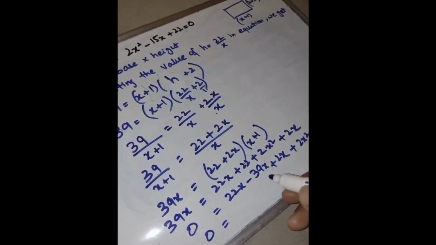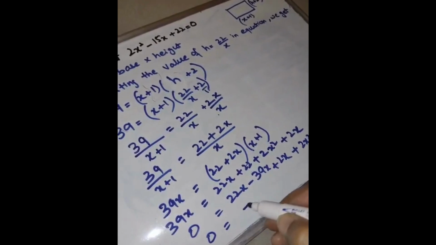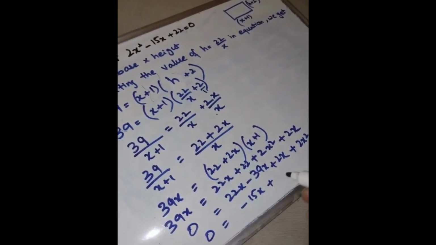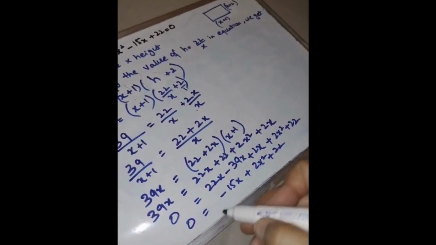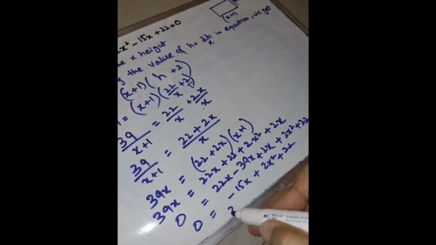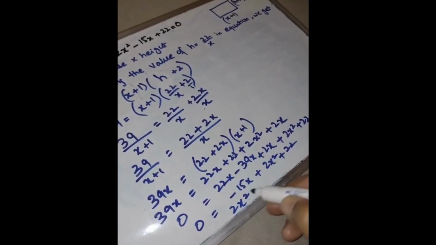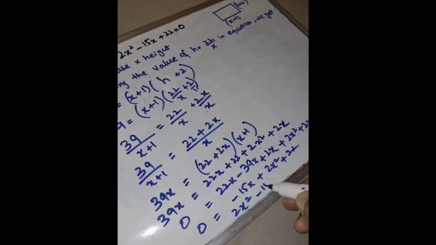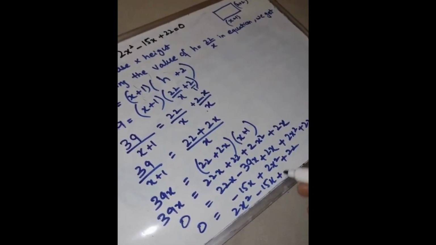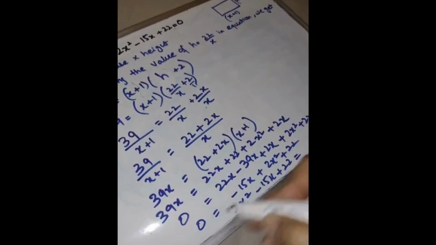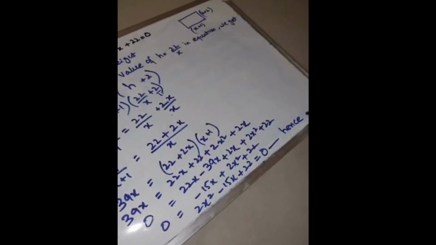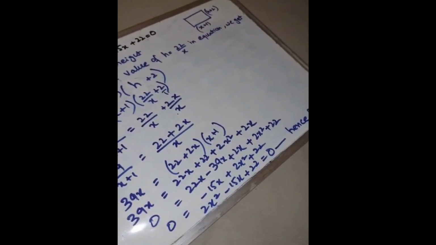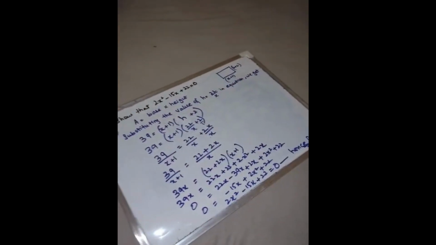this 22 minus 39 plus 2 will be minus 15x plus 2x square plus 22, and if we rearrange it, it will become 2x square minus 15x plus 22 equals to 0. So this has been proved, hence proved. So this is how we solve part B.